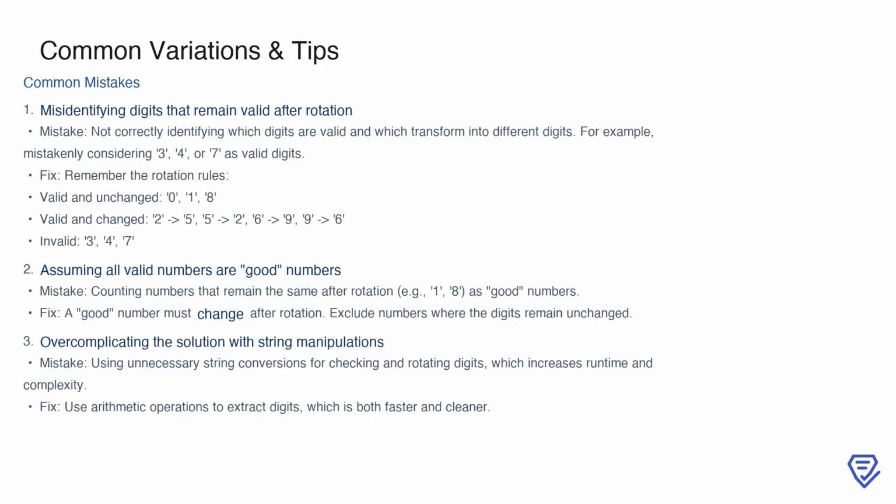Another mistake is assuming that all valid numbers are automatically good numbers. For a number to be a good number, at least one of its digits must change after rotation. This means numbers like 1 or 8, which stay the same, don't qualify. Lastly, overcomplicating the solution with excessive string manipulations can lead to inefficiency. Instead, you should leverage arithmetic operations, like modulus and division, to extract and manipulate digits more cleanly and efficiently.